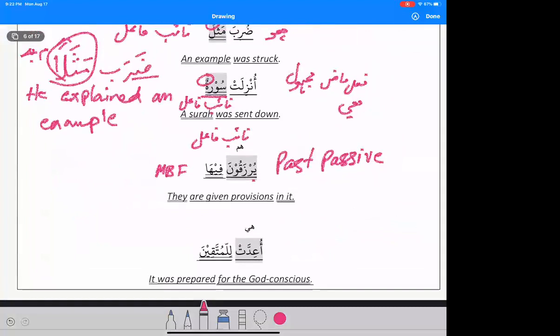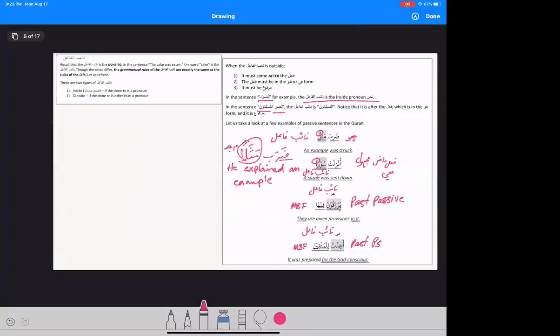Then we have u'iddat lil muttaqina. U'iddat, again u and i sound. Okay, so that is giving out a ta with sukoon, which only happens in past tense, not in present tense. So u'iddat is telling me that this is madi, past tense passive, past passive. And here is our naib fail over here, and lil muttaqina is our MBF. So this is how it's going to work. It was prepared for the muttaqin, talking about Jannah.